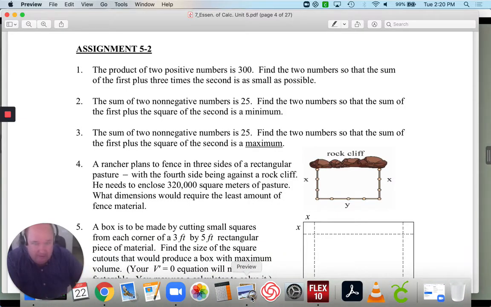So let's make sure I remember what the question asked again. It says what dimensions? So we already have x equals 400. What would y equal? So it would be 320,000 divided by 400, which would be 800. And then write a sentence.